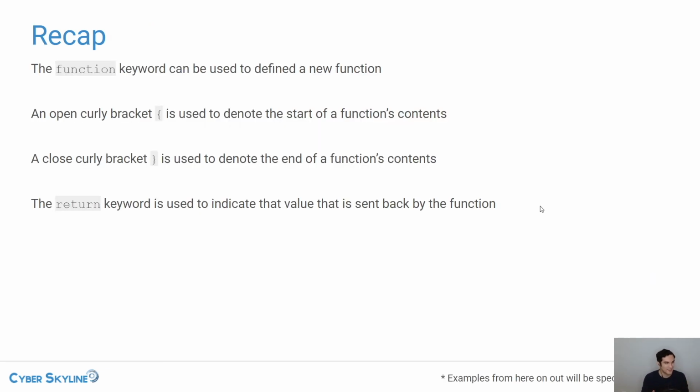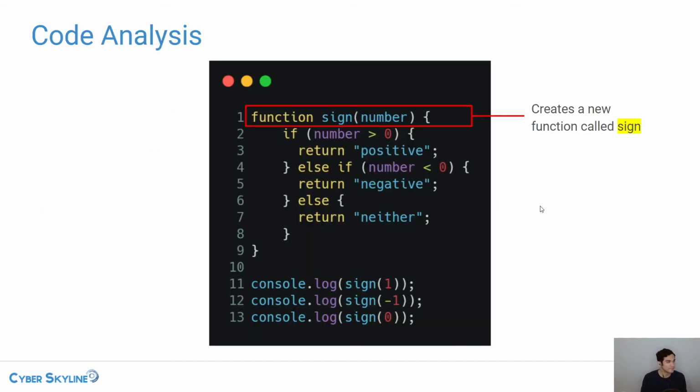So let's recap that, right? So what we learned is that the function keyword can be used to define a new function. I think that makes sense. We also learned that an open curly bracket is used to denote the start of a function's contents, and that a closed curly bracket can be used to denote the end of a function's contents. And we also learned that the return keyword is used to indicate the value that is being sent back by the function. All right, let's look at one more example, and then we're going to do a quick demo and show you how you can actually start writing some code on your own computer.